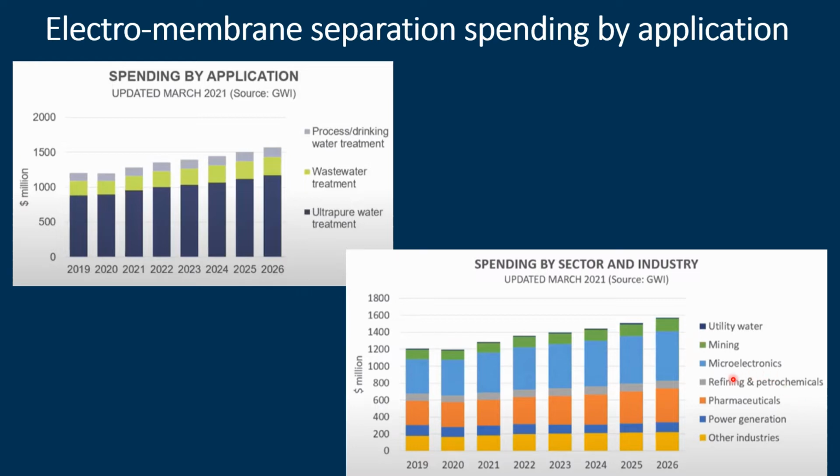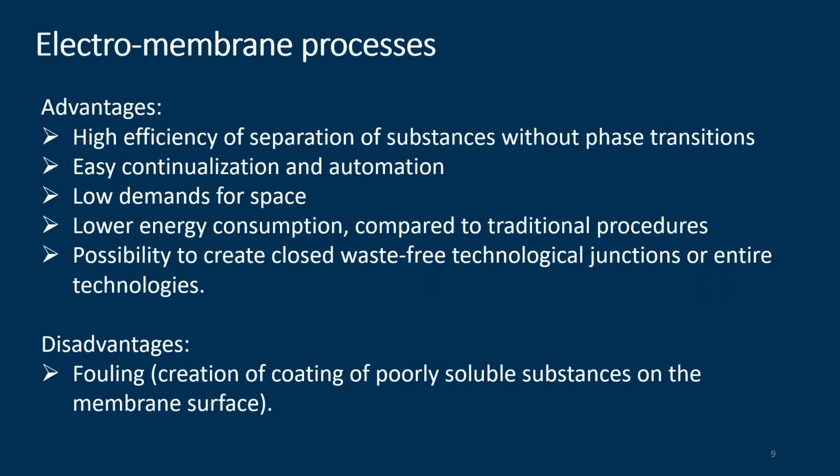So microelectronics, such as semiconductor or pharmaceuticals, and then you can also apply it to the different specific industrial areas. So overall, the electro-membrane processes has pros and cons.